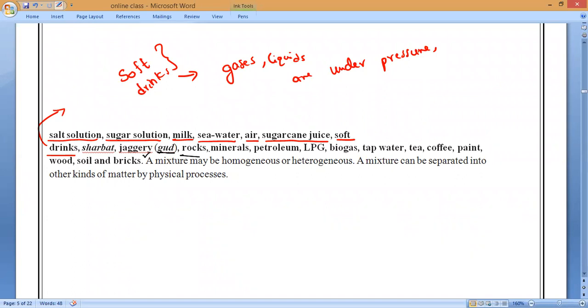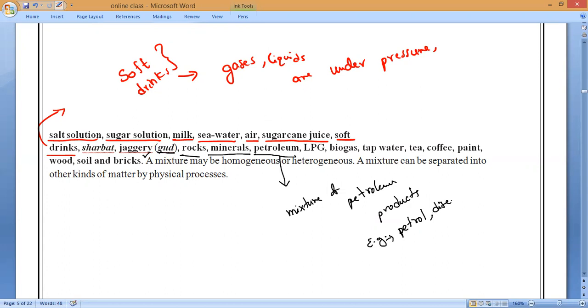Like the same way, if we take rocks, all the minerals, petroleum, not the petrol. Petroleum means a mixture of petroleum products. What are examples of petroleum products? Petrol, diesel, kerosene, grease, crude oil. All the gases, everything is a mixture. That is what we call petroleum.